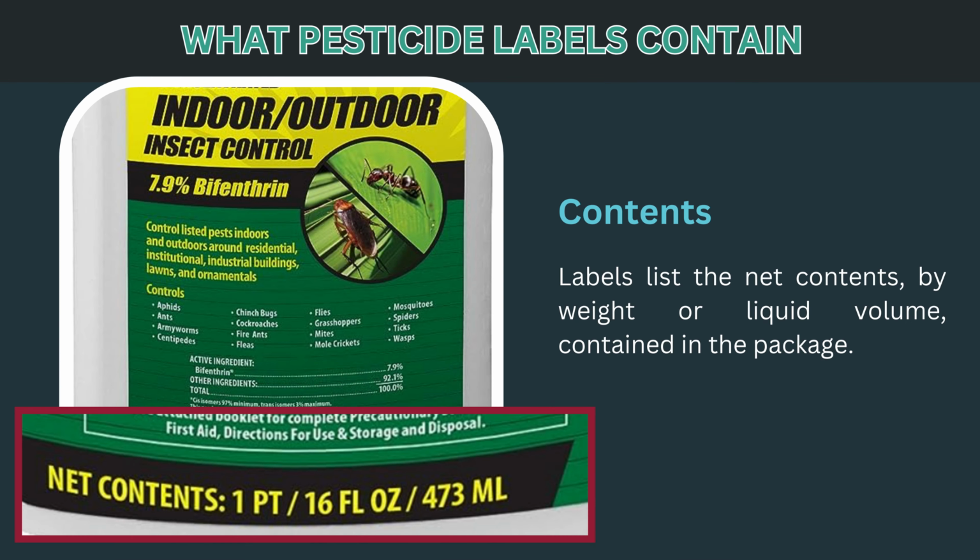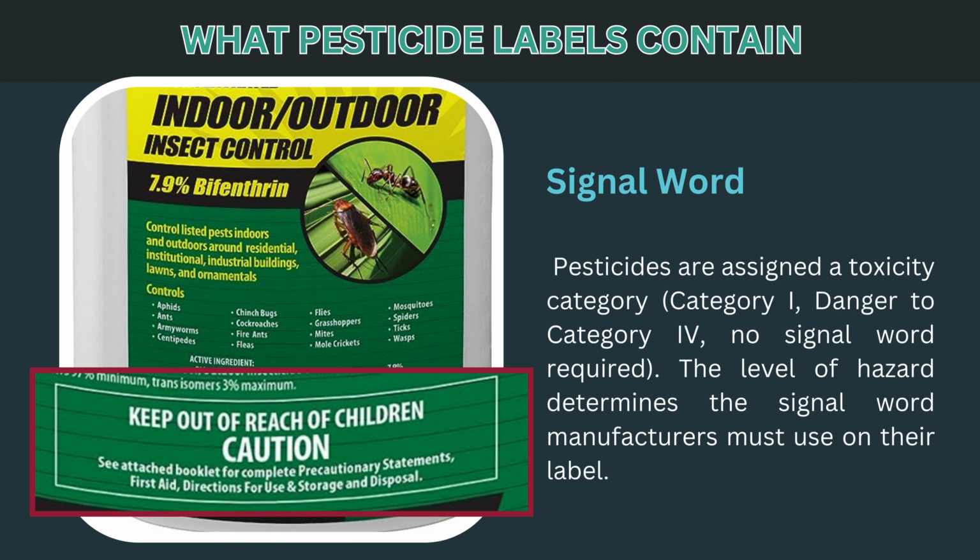Contents. Labels list the net contents by weight or liquid volume contained in the package. Signal word. Pesticides are assigned a toxicity category, Category 1, danger, to Category 4, no signal word required. The level of hazard determines the signal word manufacturers must use on their label.